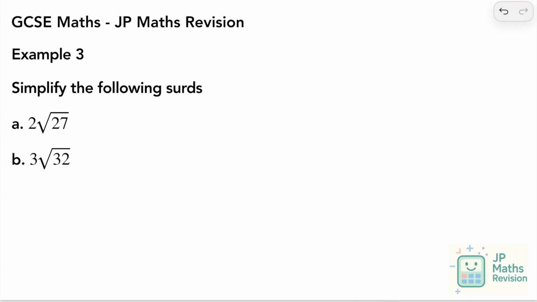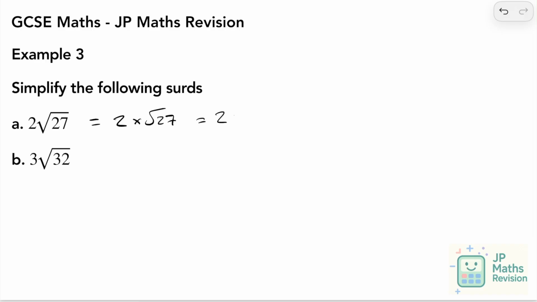Here are two further examples. Simplify the following: 2 root 27 and 3 root 32. So 2 root 27 is the same as 2 times root 27. Now I'm going to think of the biggest square number that goes into 27. In this case, it's going to be 9, because 9 times 3 is 27.